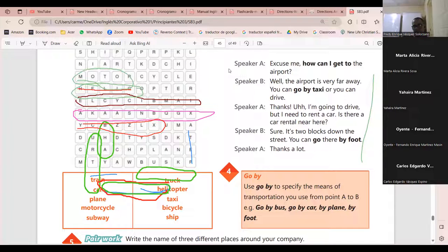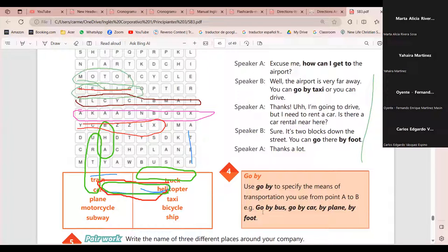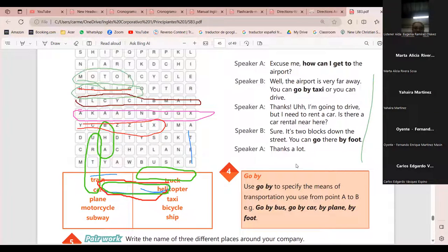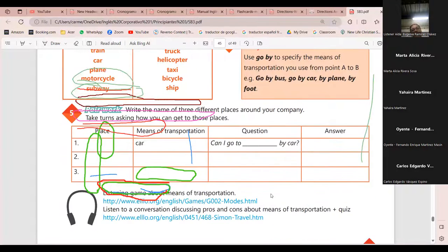Okay, so if we specify the means of transportation you use from point A to point B, then you say go by. Okay, go by, not go on, right? Go by. Okay, thank you guys. Now let's go to practice the short conversation, but we want to complete these charts.